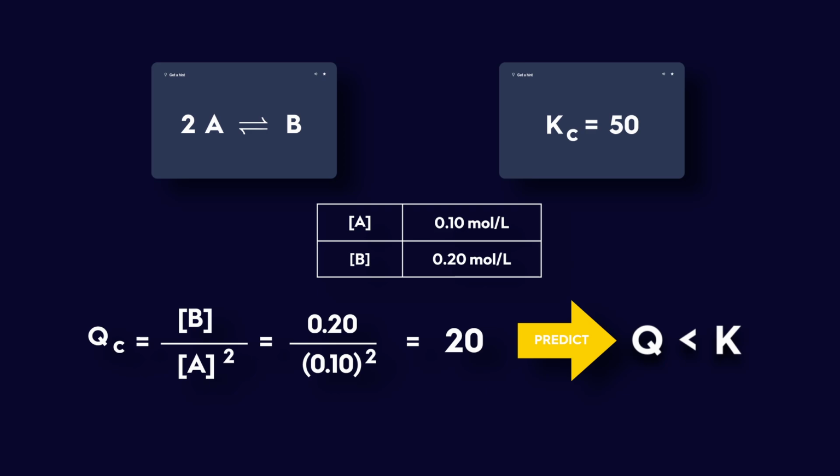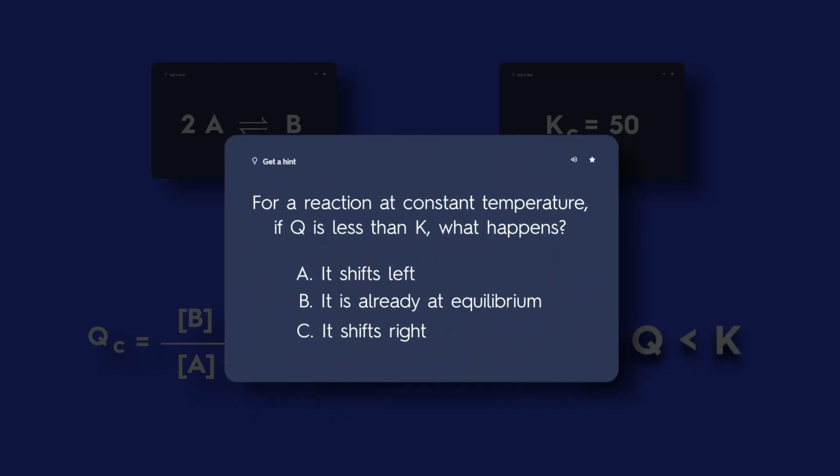Time to reveal the pop quiz answer. If Q is smaller than K, the system shifts right. That is option C.